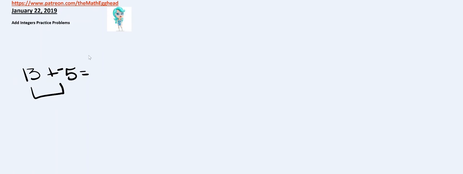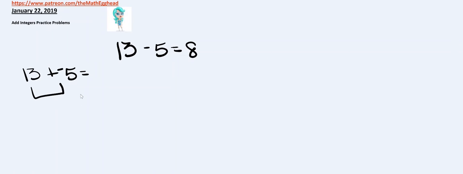So in this case, it really means 13 minus 5 here. 13 minus 5 is 8. We keep the sign of the higher number, which is 13. So this is positive. Now remember, when it's positive, you don't have to add that positive sign. If we don't see a sign, that means we automatically know it's positive.